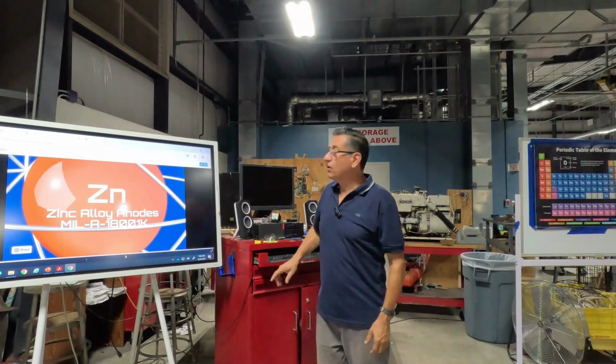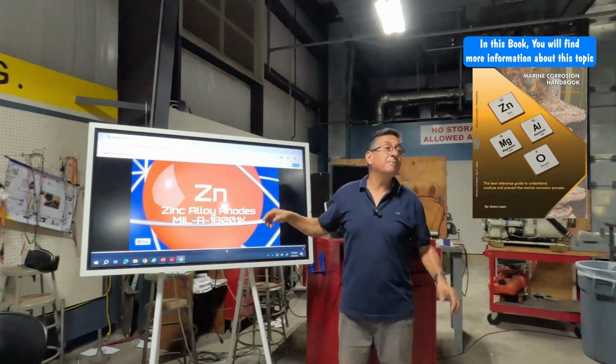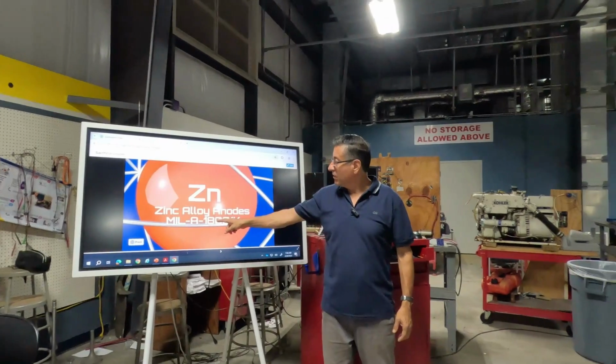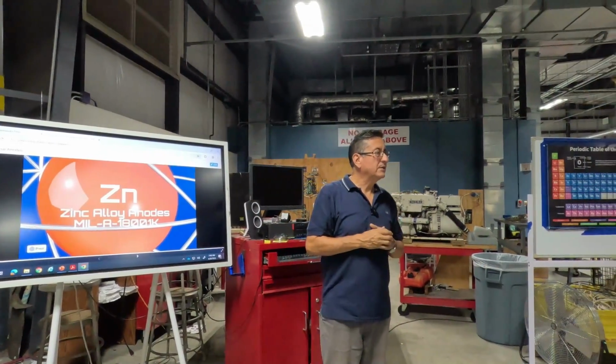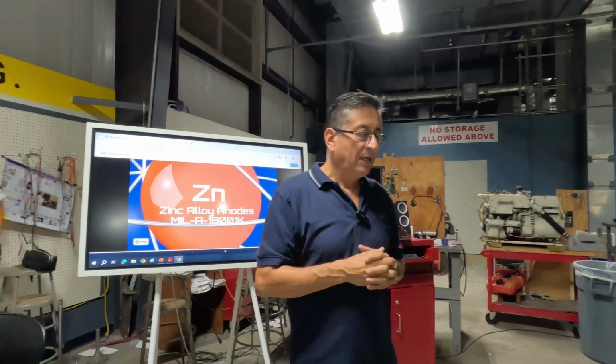Look at this, the zinc anode. This is not pure zinc, this is an alloy. It's a military alloy, and this is the technical name of that alloy. It's not pure zinc, it's zinc with other ingredients. Let me explain the meaning of the anodes.